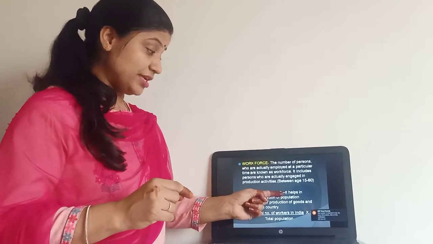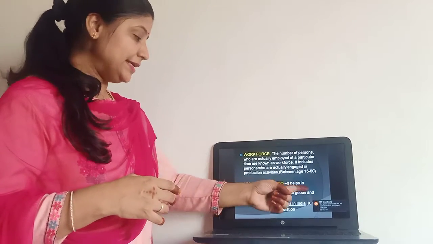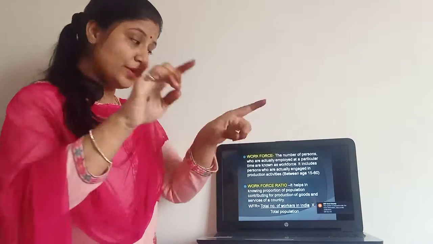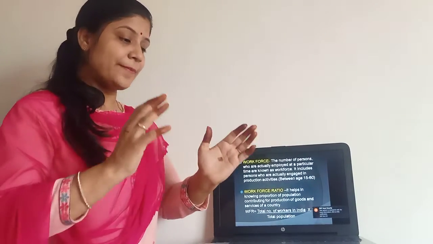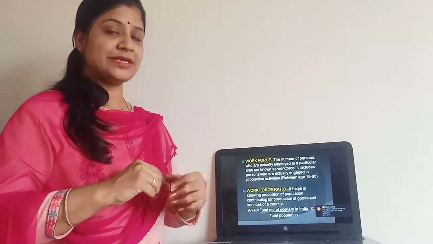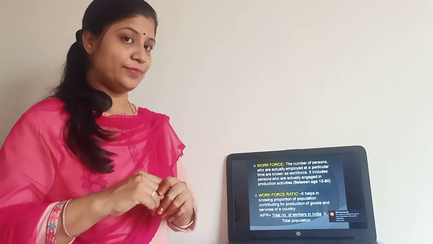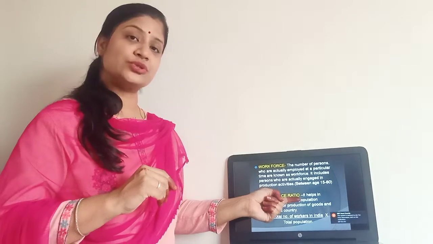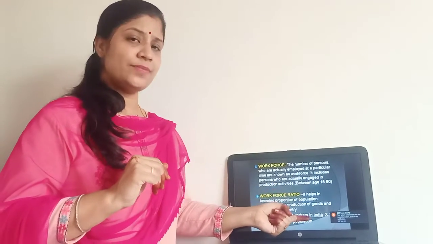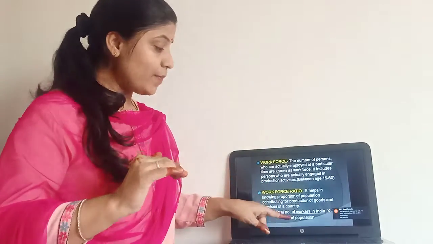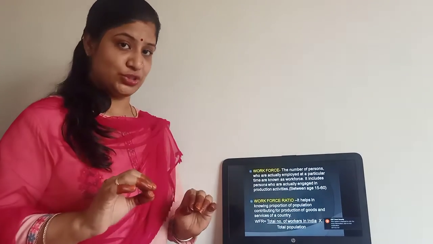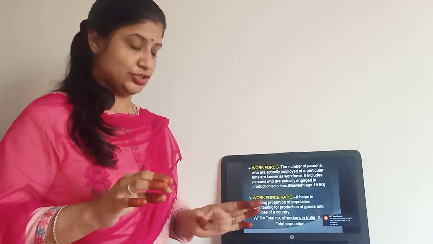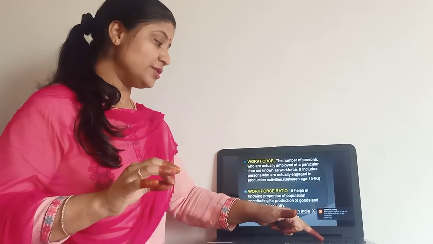Now workforce ratio. How do we calculate this? It helps in knowing the proportion of the population contributing to the production of goods and services. For example, in India, how many people are working, or what is the ratio of employed and unemployed? So we will find out the workforce ratio. What will be the formula for it? Total number of workers, that means who are working in India, upon the total population of India, into 100. So we get the answer in percentage. That is our workforce ratio.